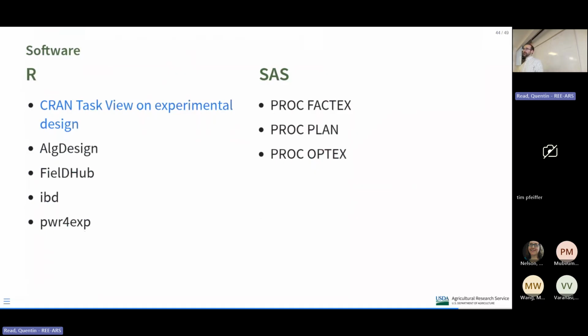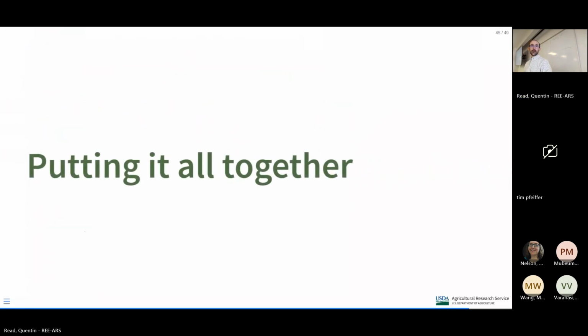So you don't have to write this stuff down, but there are some different R packages and SAS procedures that you might find useful. And R also has these things called task views, which is a curated list of packages that fall under a certain topic. And they have one for experimental design, which is really useful to look at.